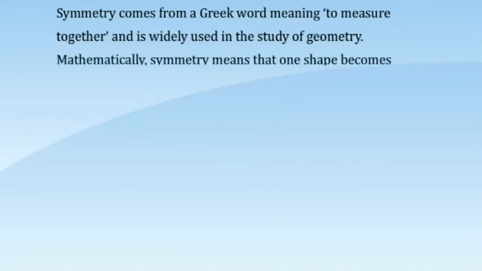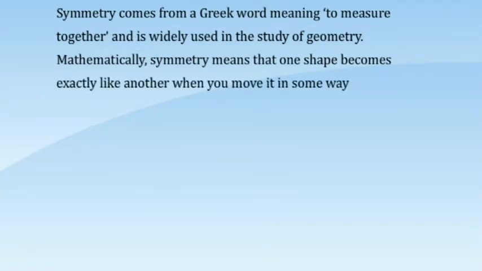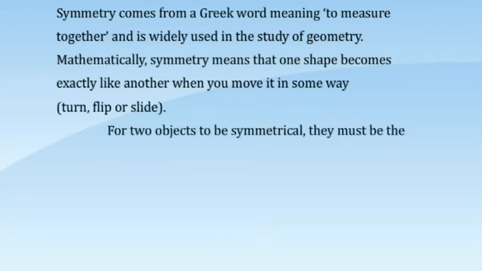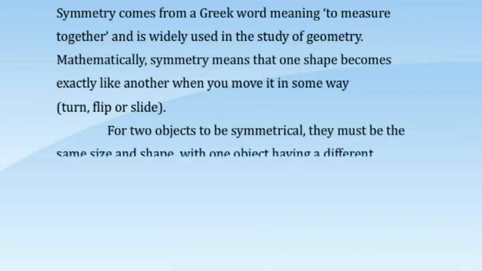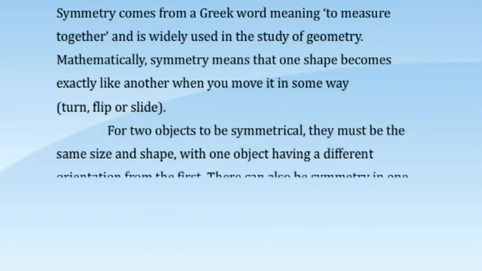geometry. Mathematically, symmetry means that one shape becomes exactly like another when you move it in some way: turn, flip, or slide. For two objects to be symmetrical, they must be the same size and shape, with one object having a different orientation from the first.